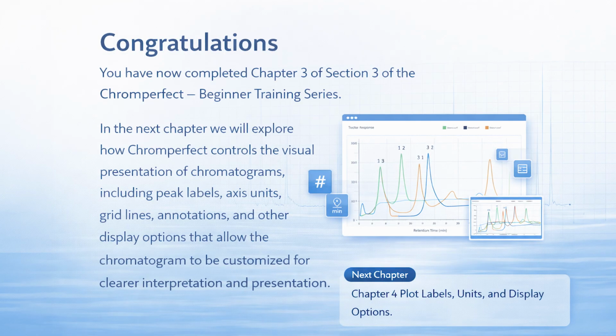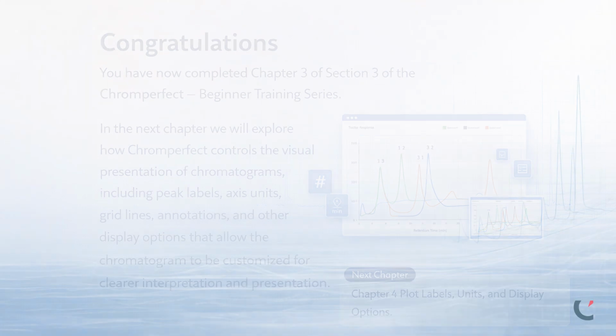Congratulations! You have now completed Chapter 3 of Section 3 of the Chromperfect Beginner Training Series. In the next chapter, we will explore how Chromperfect controls the visual presentation of chromatograms, including peak labels, axis units, grid lines, annotations, and other display options that allow the chromatogram to be customized for clearer interpretation and presentation.